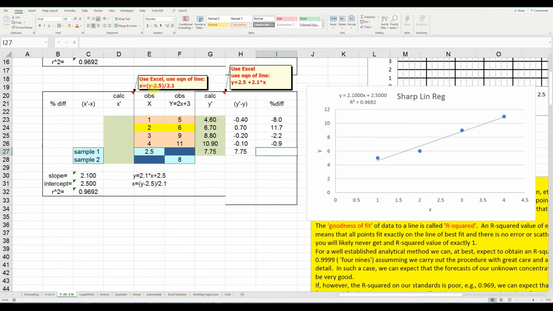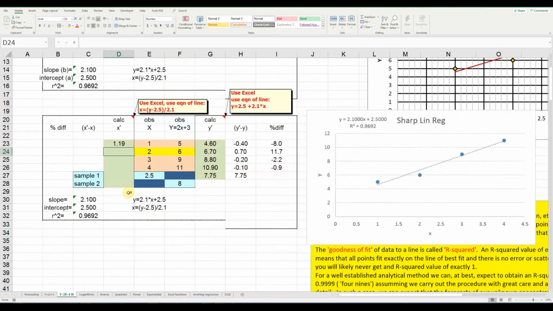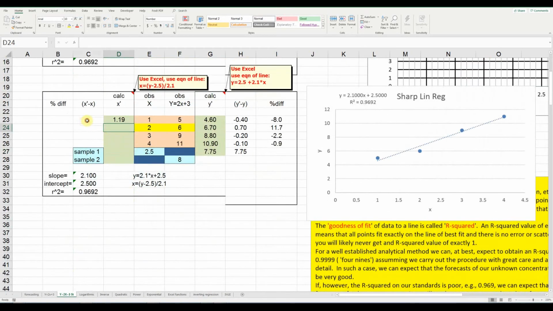Likewise for the x's, we'll have to rearrange our formula. X is equal to y minus the intercept divided by the slope. So in the cell I'll type equals bracket. Now y is this value here, 5, minus our intercept, F4, close bracket, divided by slope, F4, enter. 1.19 looks correct. All right, before I drag that down, let's do the rest of these, and we'll drag them all down at the same time.